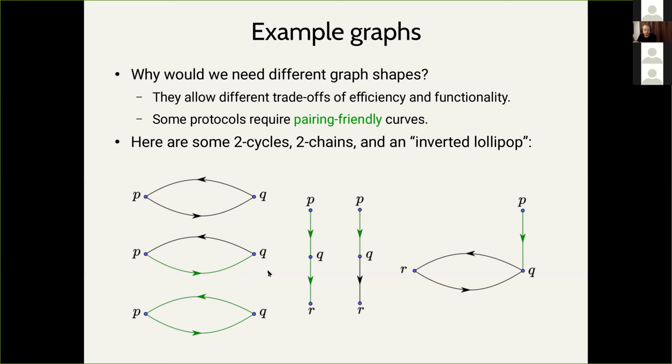Thank you. So when you talked about the inverted lollipops, you mentioned that that was an alternative to something else which didn't work out. What was the other thing? The other thing would have been you start with a chain of pairing-friendly curves, like we have here, and then with a cycle on top. Okay, so it looks like a lollipop.